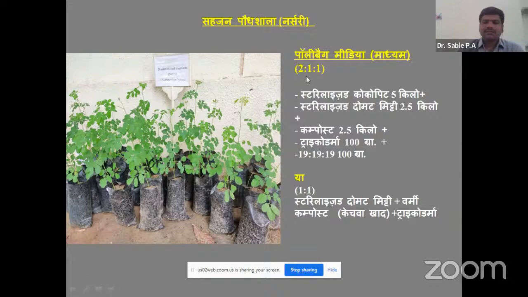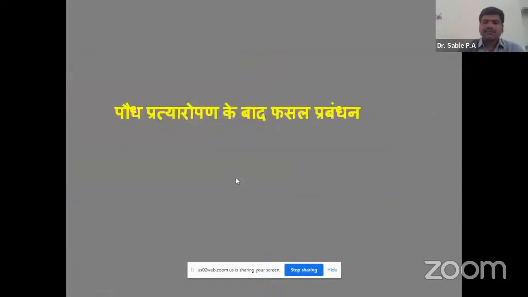Otherwise, instead of the 2:1:1 ratio, a 1:1 ratio of sterilized red soil and vermicompost can be used. Compost also can be used up to the nursery.